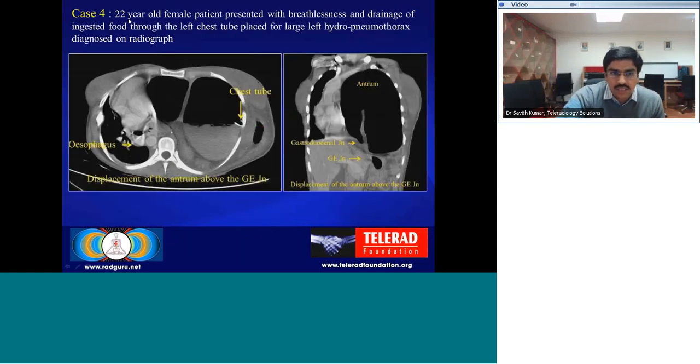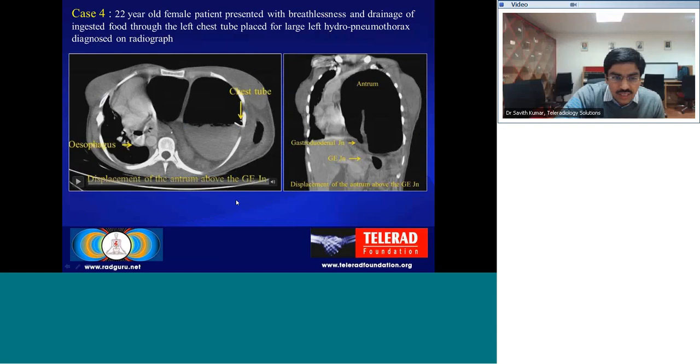Okay, the next illustration, a 22-year-old female patient who presented with breathlessness and drainage of ingested food through the chest tube, which is placed for a large hydropneumothorax, which was diagnosed on radiograph. So the patient presented with breathlessness, a chest radiograph was done, and was diagnosed to have a large hydropneumothorax, and a chest tube was placed, and they saw food particles draining through the chest tube, and then a CT was advised.